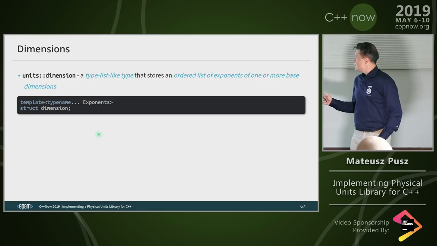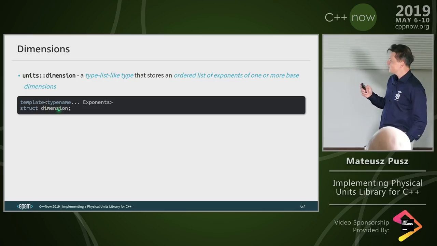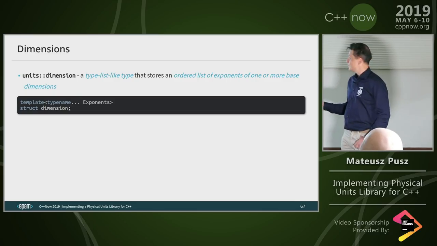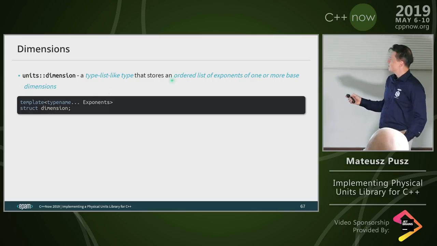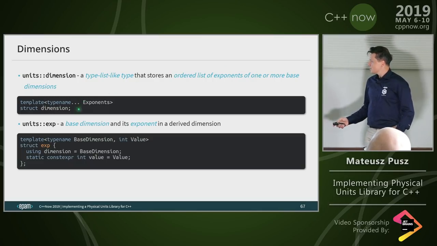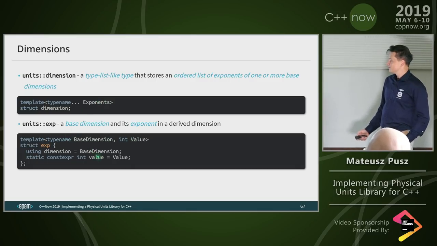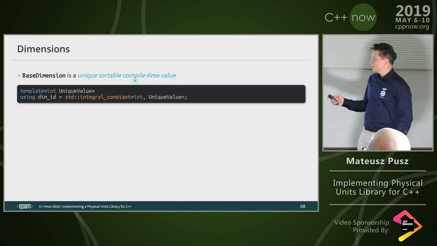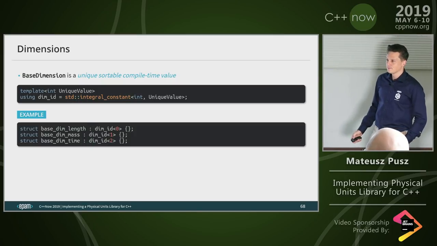So let's talk about some basic types in my solution. Dimension. Dimension is a type list that we know already from the keynote today. Type lists are great. So this is a type list of exponents, exponents of one or more base dimensions. So what is an exponent? An exponent is a base dimension and a value, similar to what we have in Boost. A base dimension is a unique sortable compile-time value. Right now I'm using integral constant. So basically I'm having exactly the same problem that Boost does, yes?